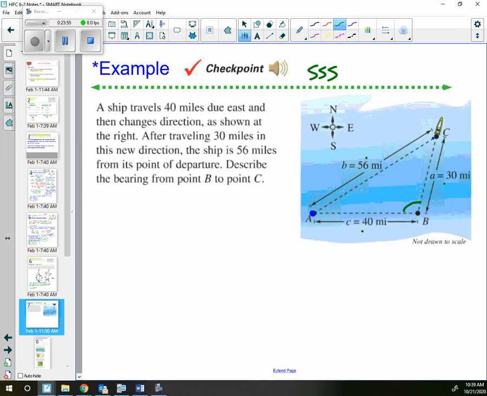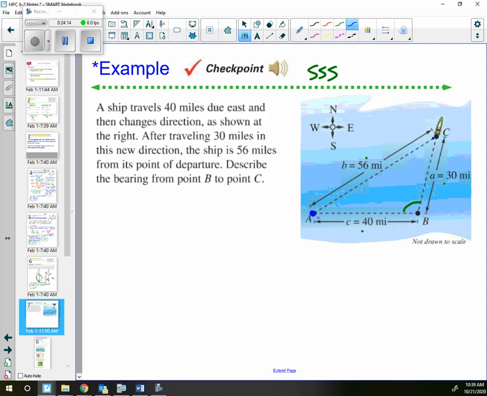Now remember, if we have side, side, side, we're supposed to find the largest angle first. Well, angle B would be the largest angle, right? It's across from the 56, so we want to make sure we do that calculation first. And it's definitely looking like it's going to be obtuse, right? Hopefully that's the case, because we know we went past 90, so it should be an obtuse angle. So we're going to find that angle B.